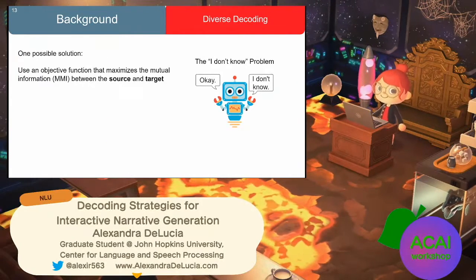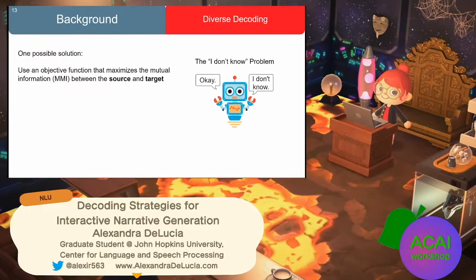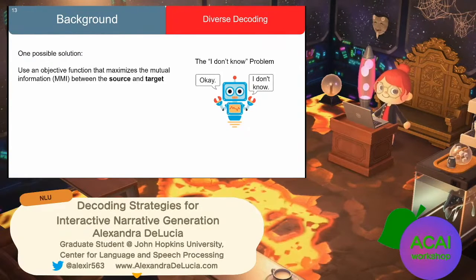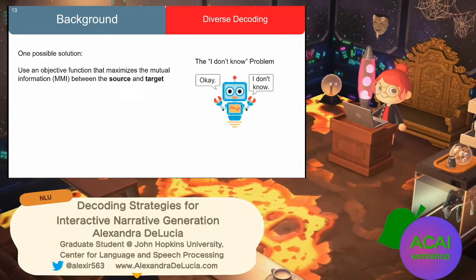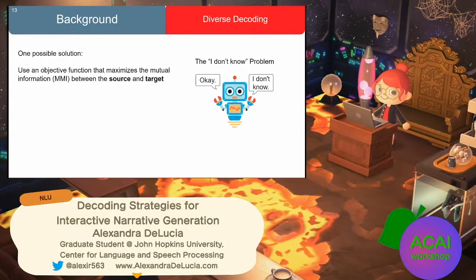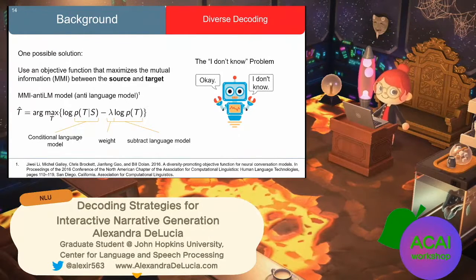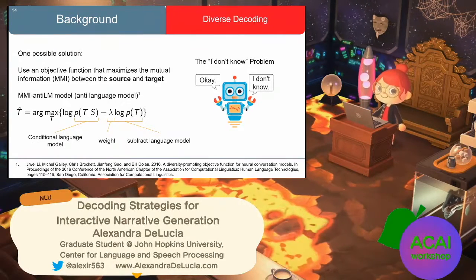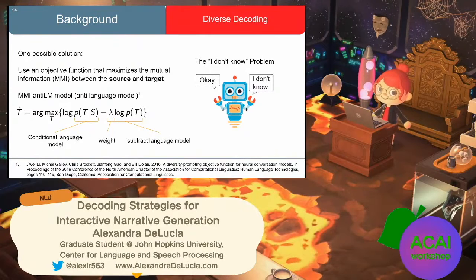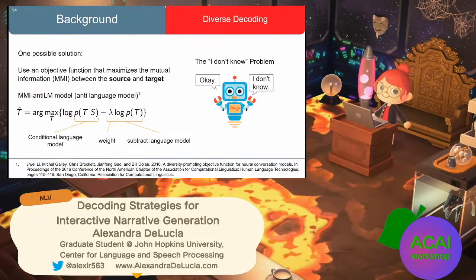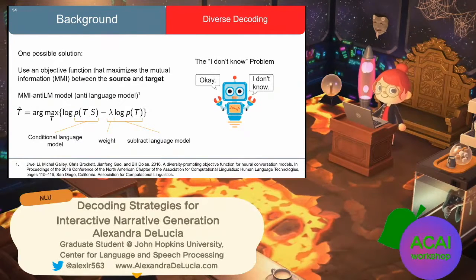There are many options to combat this "I don't know" problem, but for this work, we focus only on one solution. Lee et al. came up with a decoding objective function to discourage these high probability generic responses. This is called the MMI anti-LM, or anti-language model objective, and it works by decreasing the bias of the language model and encourages choosing tokens that are more specific to the context. The effect of this objective is controlled by this weight parameter lambda.